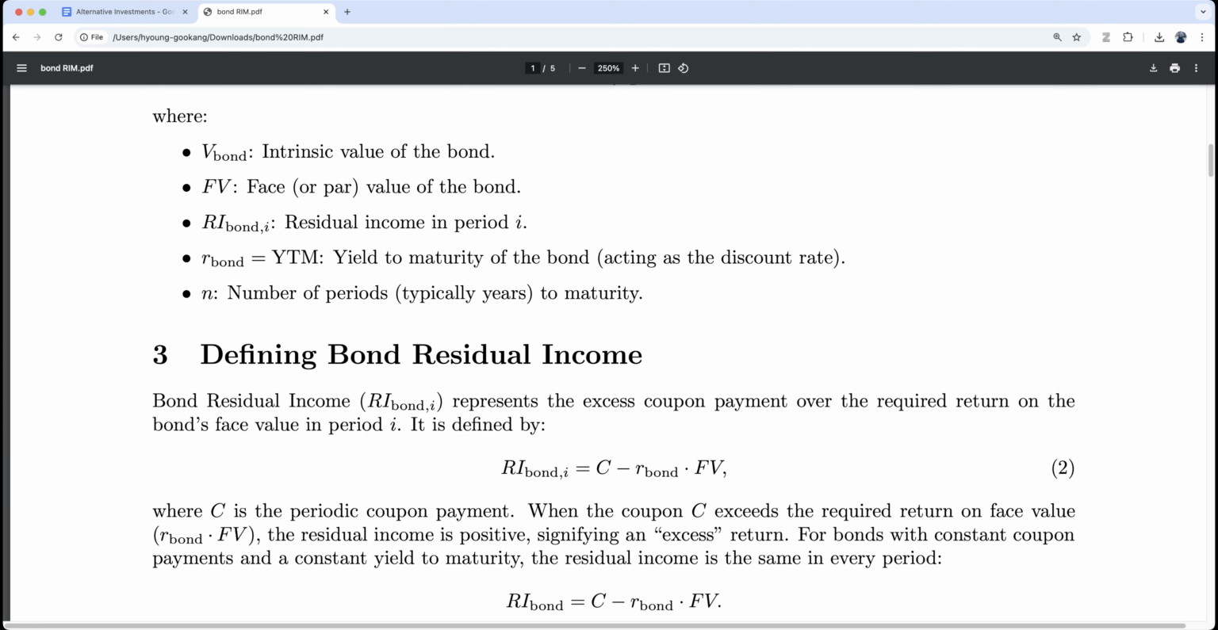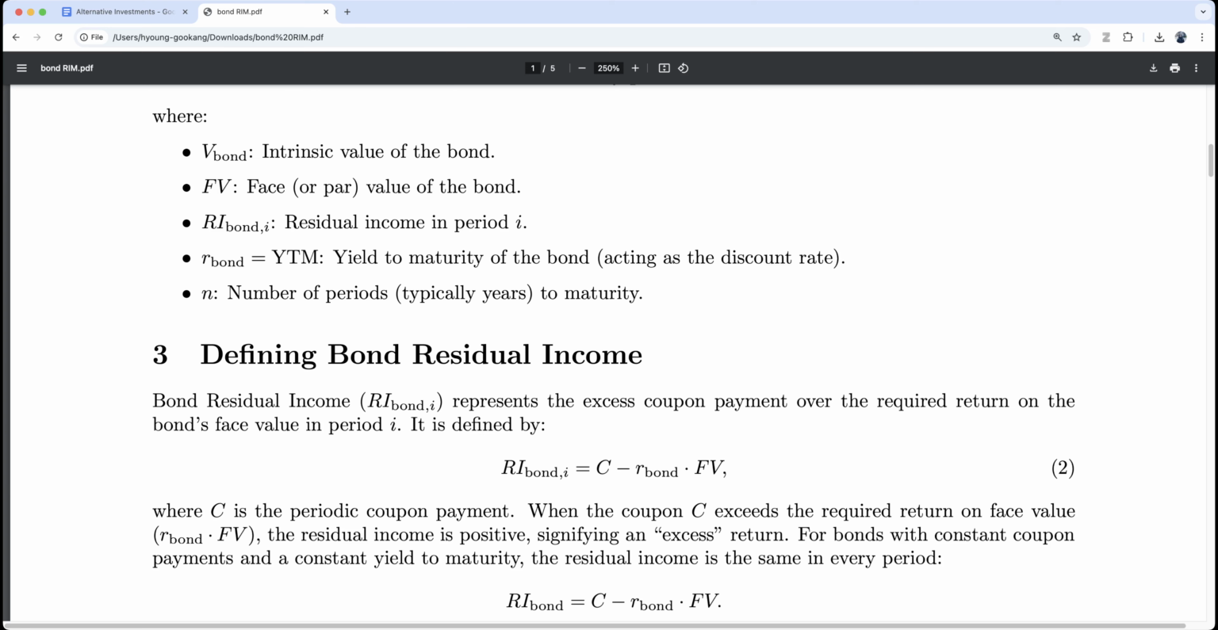This is important because it shows that the bond residual income model is very useful to price private debt. Private debt is a very important class of alternative assets. So in order to find the proper value of private debt, I strongly recommend you use the bond residual income model. Explicitly model the excess return by taking account of the risk of the bond, which R_bond, the YTM or discount rate, would take into account.